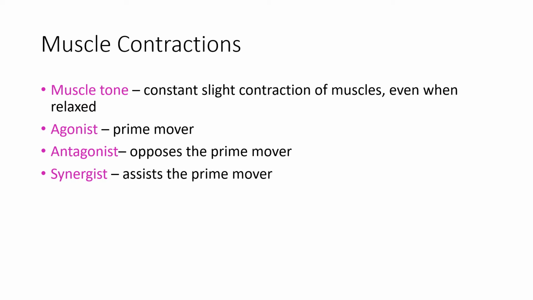We also have different types of muscles in that we can have an agonist, which is the prime mover. So it is the one that does the bulk of the work. We can have an antagonist, which opposes. Typically, in this case, it's going to be the prime mover. And we can have a synergist, which assists the prime mover by affecting the same movement or stabilizing the joints.